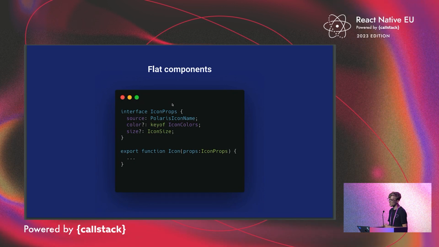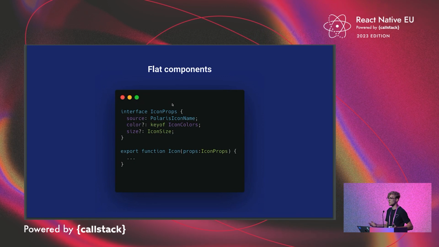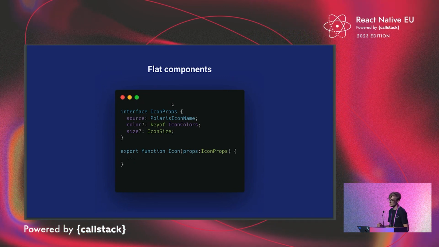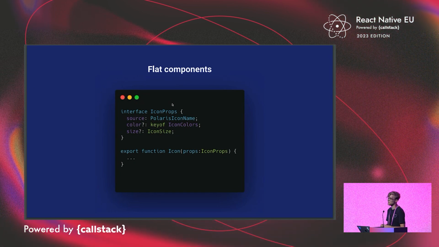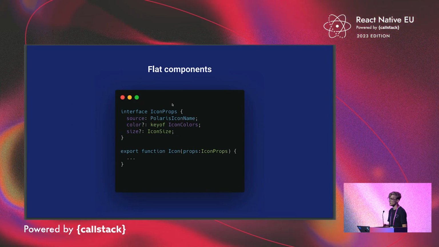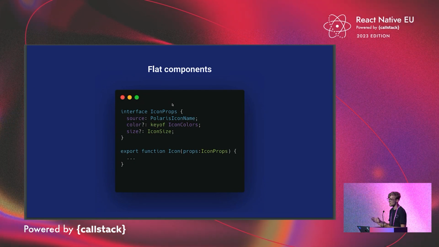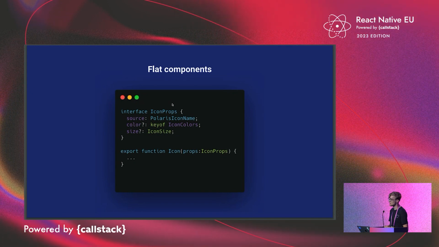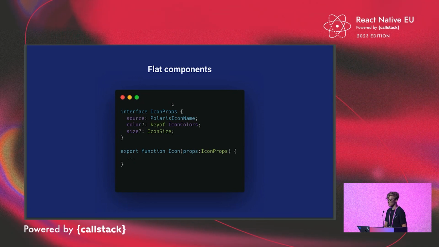So for the icon, we have a source, which is just from the limited set of icons that are coming from the Polaris web package. We have only a limited set of colors, not any color from the theme, but just those that we define that we want to be used for icons. And we have just a limited set of sizes for the icons. We don't want the icons to be any size, but just a limited set. So yeah, this is great for these kind of more simple, really flat components.